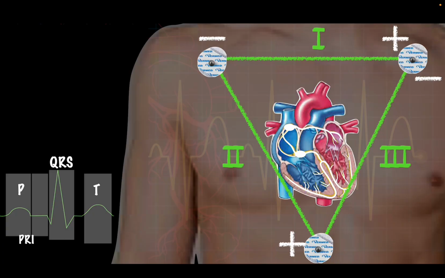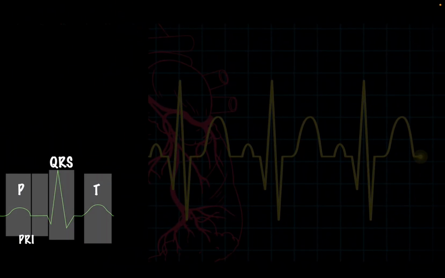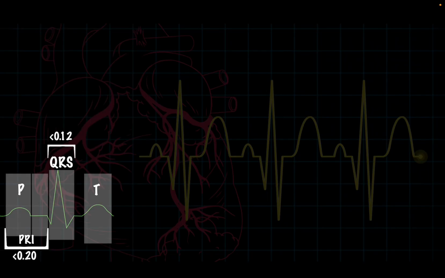To identify rhythms, it is an absolute must that we measure the amount of time it takes electricity to get through certain parts of the heart. So let's get rid of this guy so we have some room to work. Now, the first thing we want to measure is the PRI. The PRI is the segment of time from the very beginning of the P wave to the very beginning of the QRS, and it should be less than 0.20 seconds. The other thing we want to measure is the QRS complex. This is from the beginning of the QRS complex to the end of the QRS complex, and it should be less than 0.12 seconds.